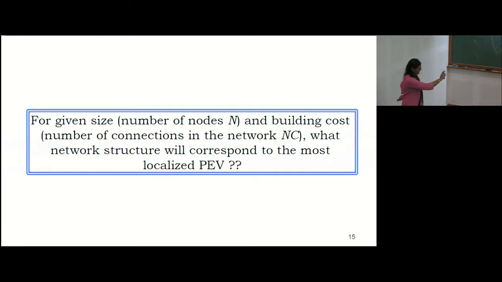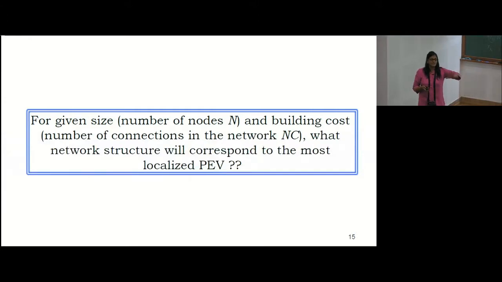And of course, whatever I am saying today is not going to be really applicable immediately, but it is the final goal. So that is the question we are asking: what network architecture will have the most localized PV? You can always construct a very highly localized PV. Like if you take a scale-free network, you will find that the IPR of PV is higher than the corresponding random network. Higher, but still you cannot say this is the maximum localized, okay?